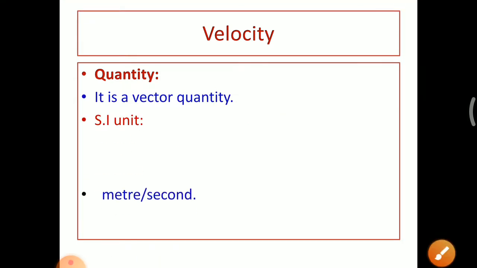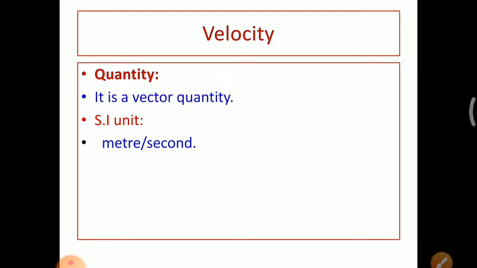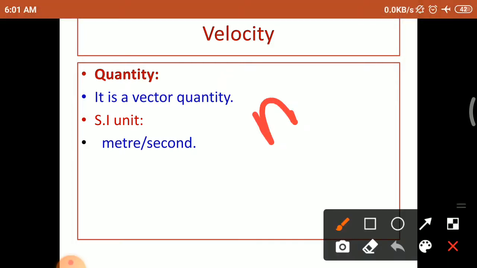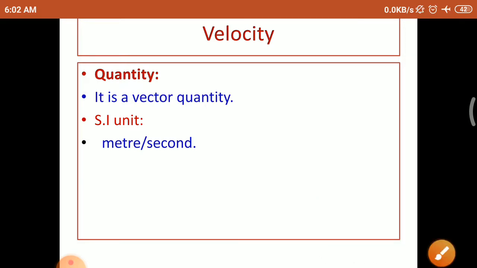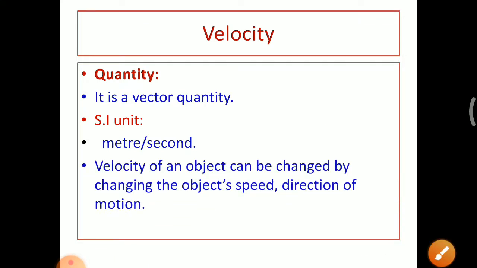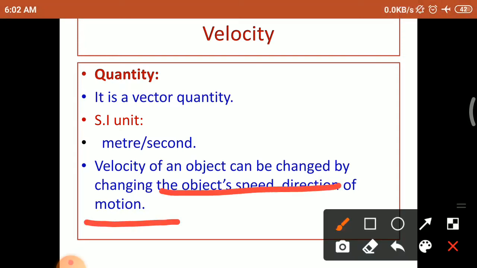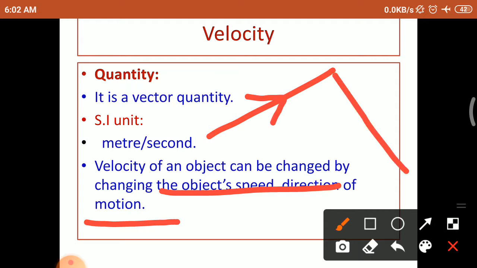The SI unit is meter per second, because displacement is also measured in meters and time is measured in seconds, so the unit of velocity is also meter per second. The velocity of an object can be changed by changing the object's speed or direction of motion. When the direction of the body changes, the velocity of the body also changes.